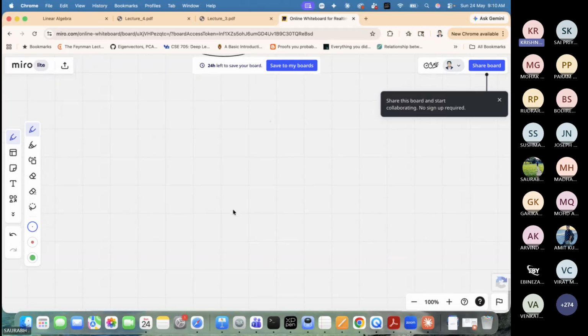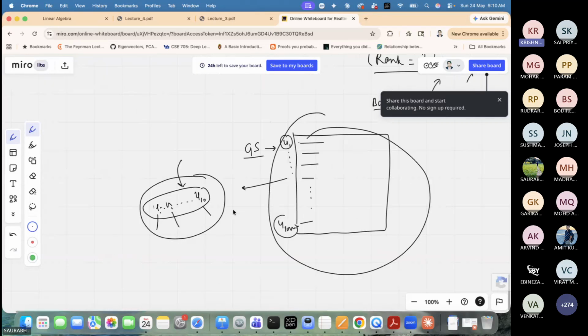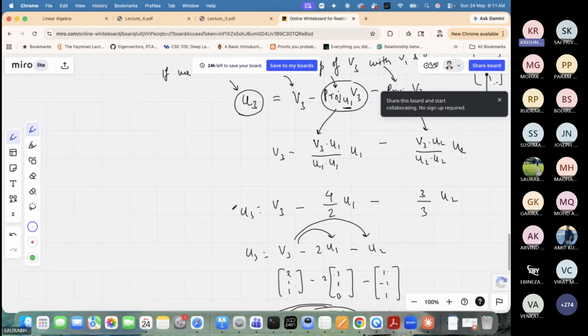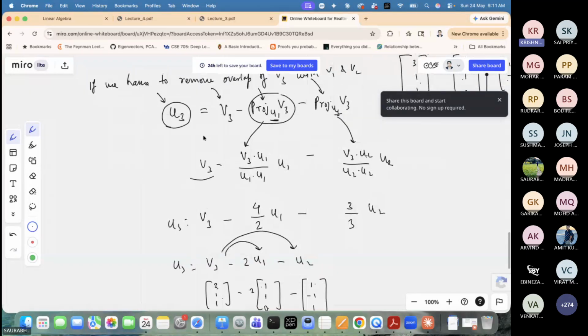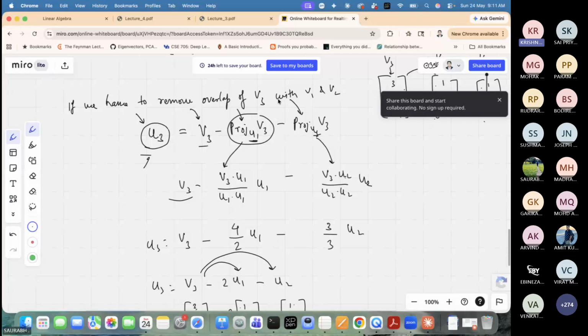So in this, when we are trying to find U3, that is the projection, we are subtracting from V3 the projection of V3 with respect to U1 and the projection of V3 with respect to U2. So sir, my question is, why U2 here? Why not V2?